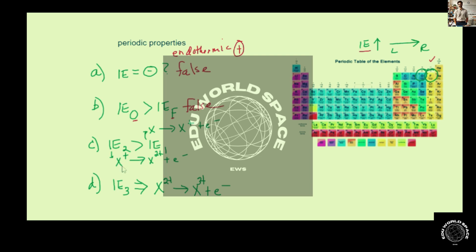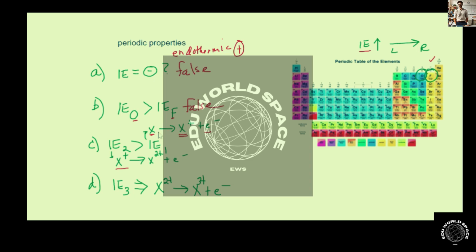Question C says a second ionization energy is always greater than a first for a given species. Well, let's look at what that means. A first ionization energy strips away an electron from a neutral atom to create a cation and releases an electron. A second ionization energy strips away an electron from that cation that was formed in the first step to form a +2 charged cation and again releases another electron.